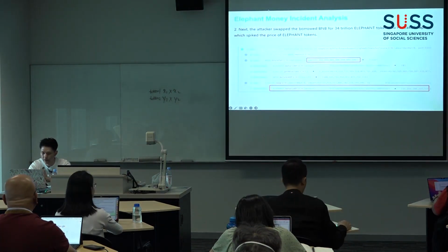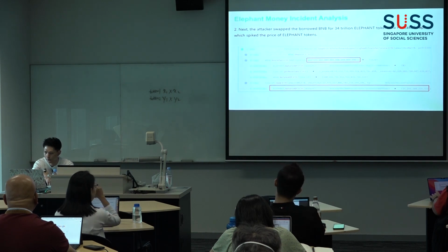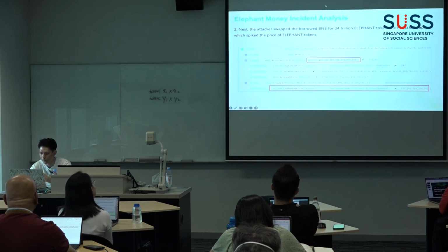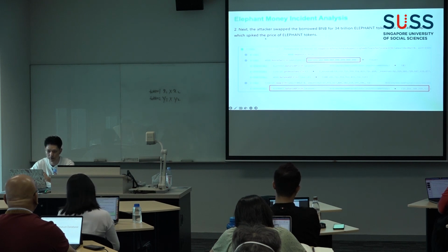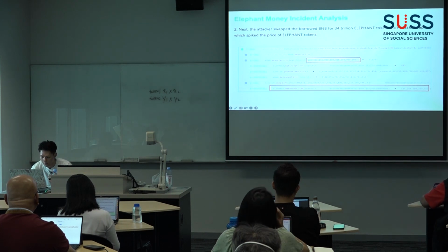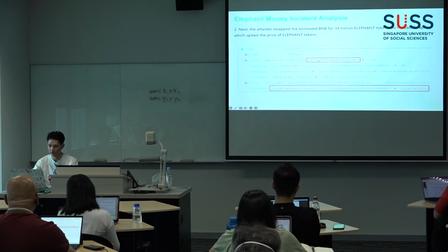So next, the attacker swapped the borrowed BNB for 34 trillion Elephant tokens via PancakeSwap, which makes the price of Elephant tokens rise drastically. So as we can see, this amount of BNB is transferred to the destination, which is PancakeSwap, and then Elephant is being transferred to the attacker's address.